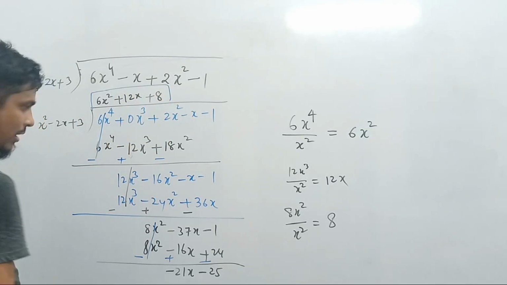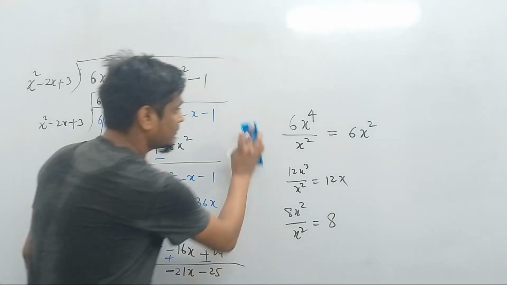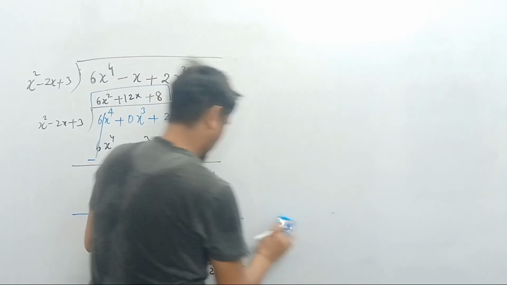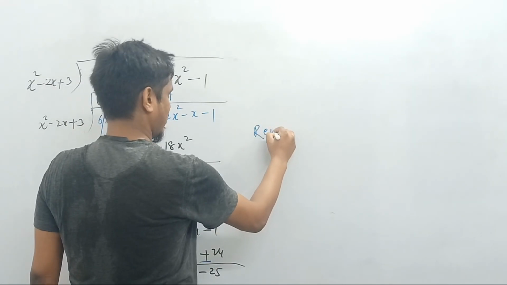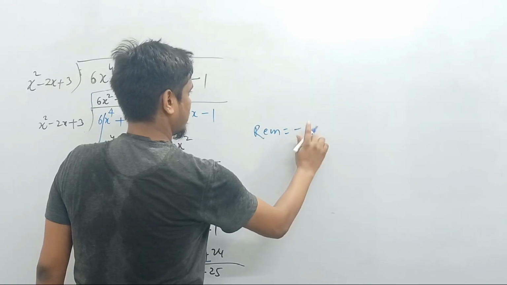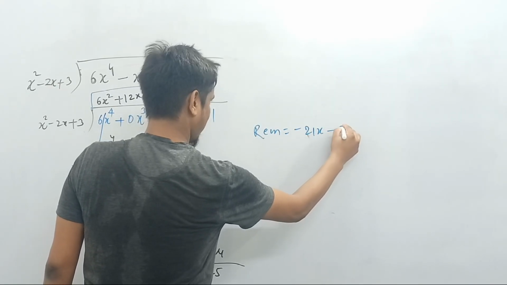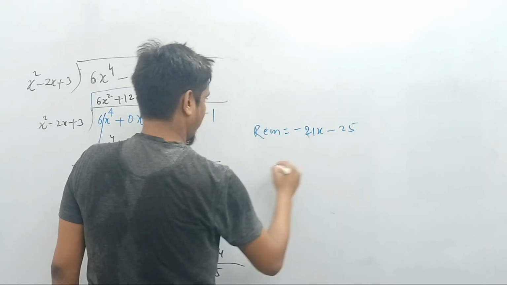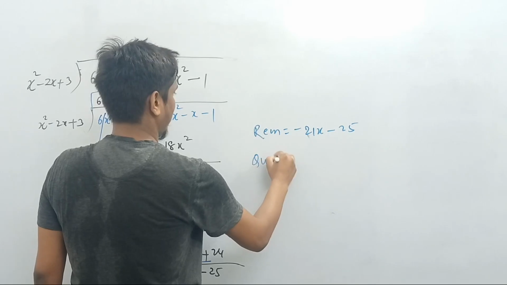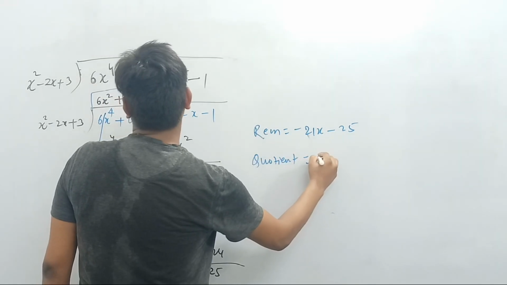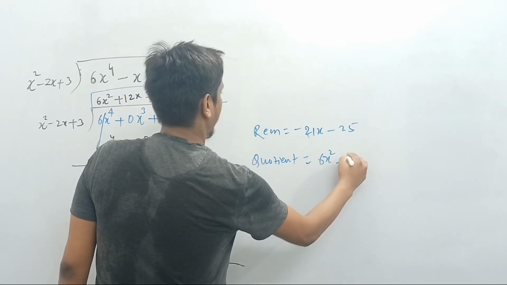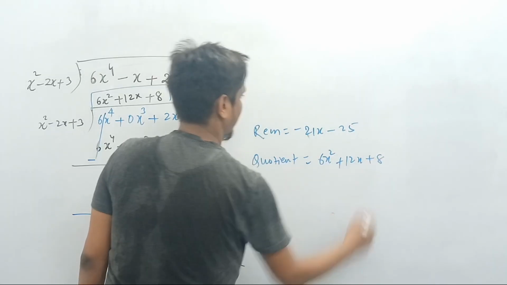So the remainder is negative 21x negative 25, and the quotient is 6x square plus 12x plus 8.